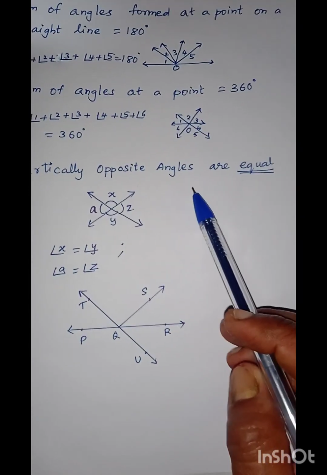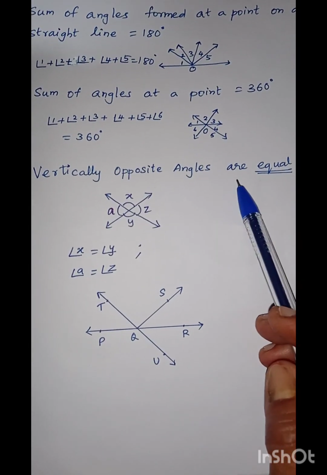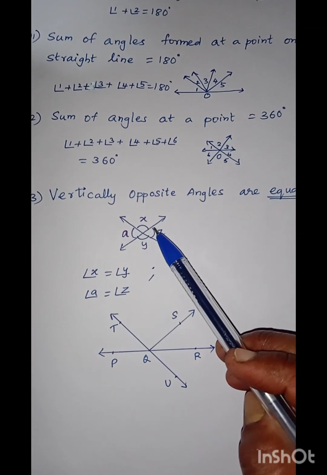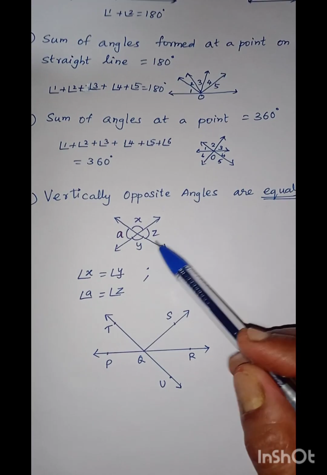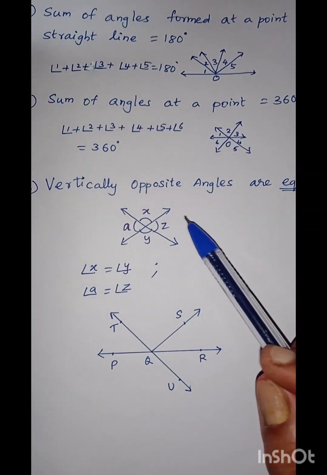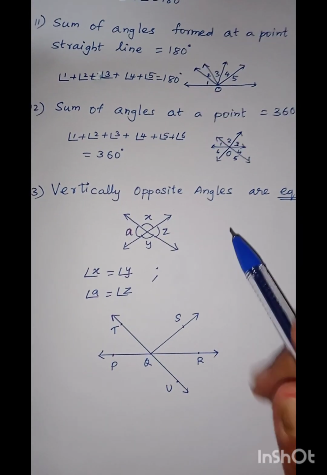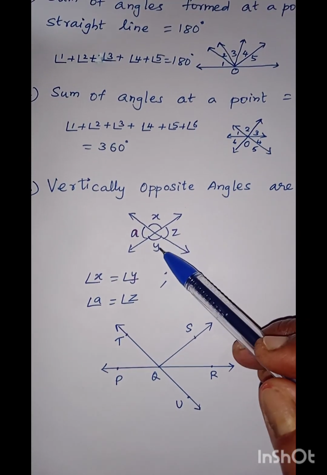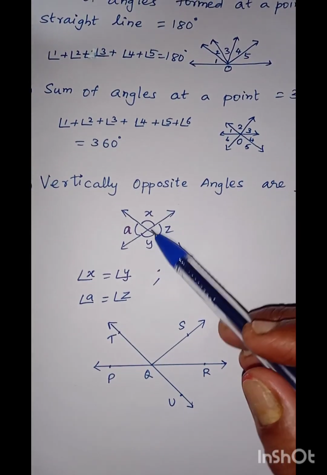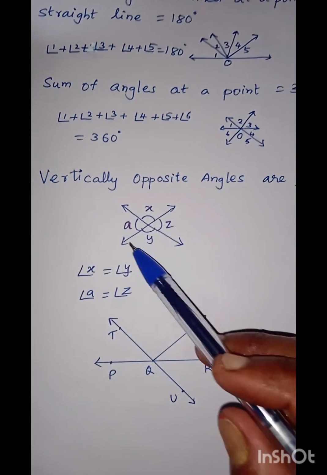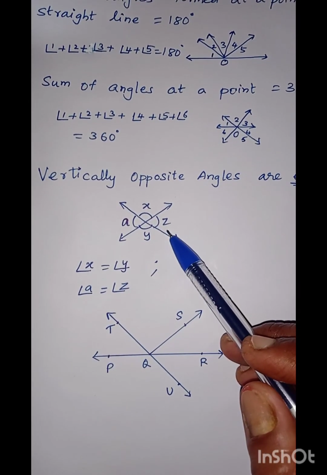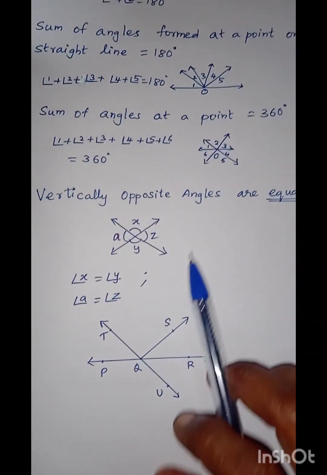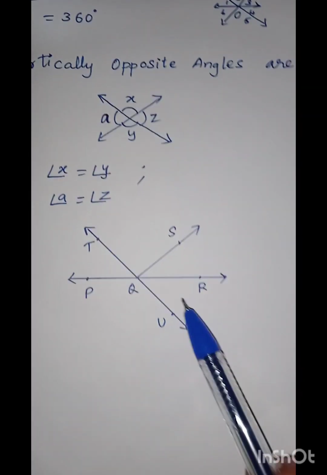Next, vertically opposite angles. They are always equal. If any two lines intersect each other, we get vertically opposite angles, and we say that angle X equal to angle Y. They are opposite angles and they are equal, and angle A equal to angle Z because they are vertically opposite angles.